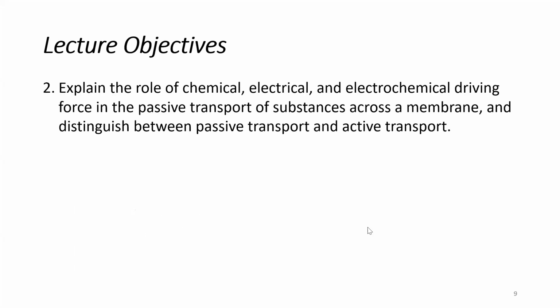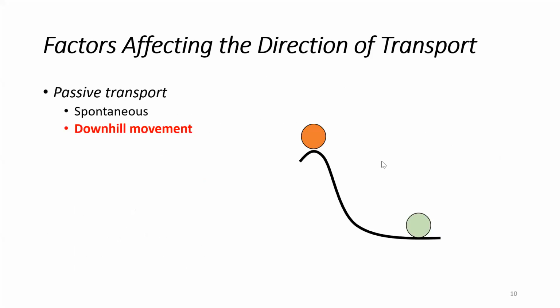Okay. So let's go on here to objective 2. This explains the role of the chemical and electrical, and electrochemical, really the combination of chemical and electrical, driving force in passive transport, and then how this facilitates substances moving through the membrane. And what we're really doing here is distinguishing between passive and active transport, okay? So let's start by doing just that. So differentiating what is passive transport from active transport.